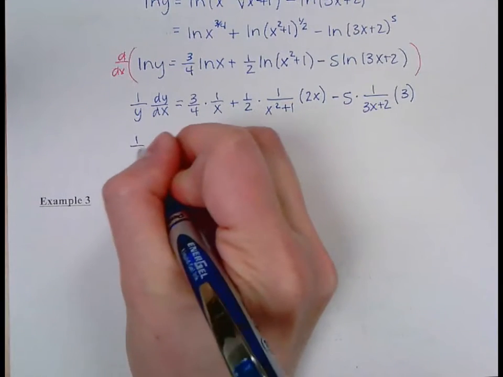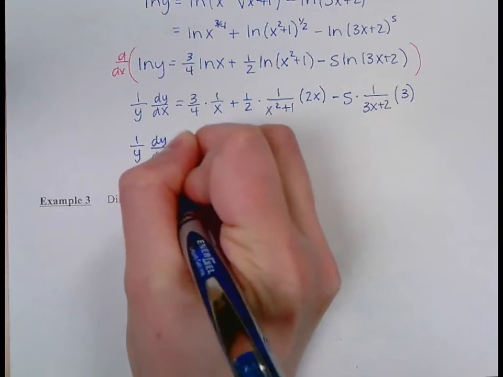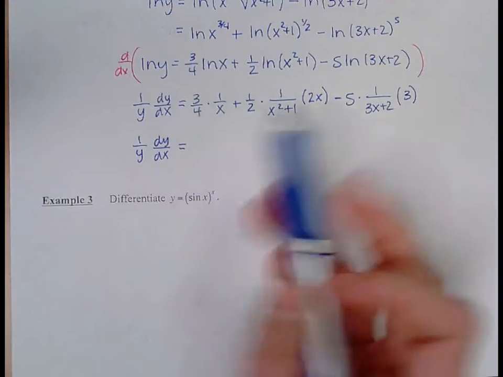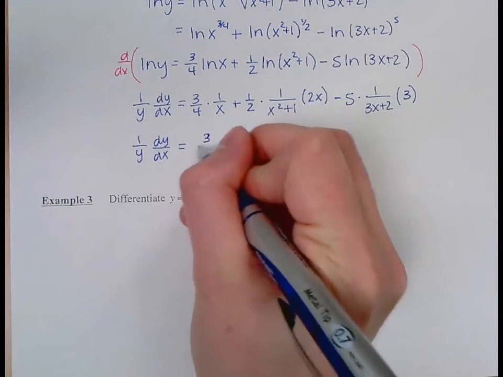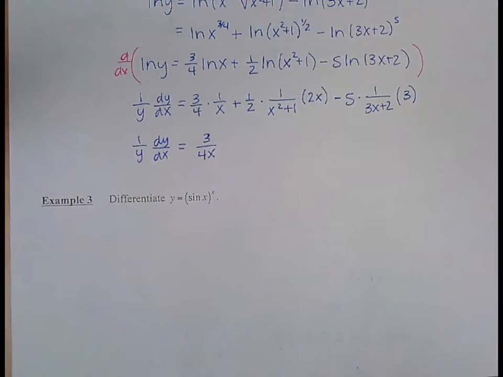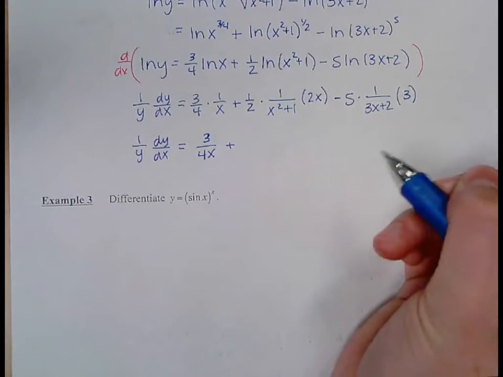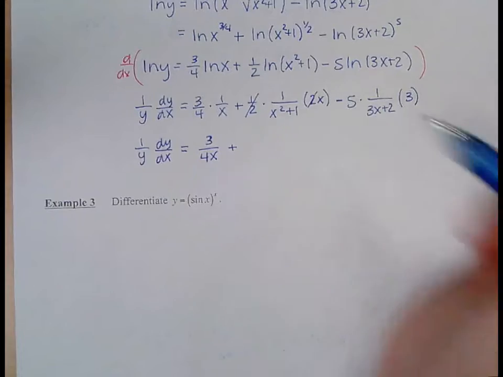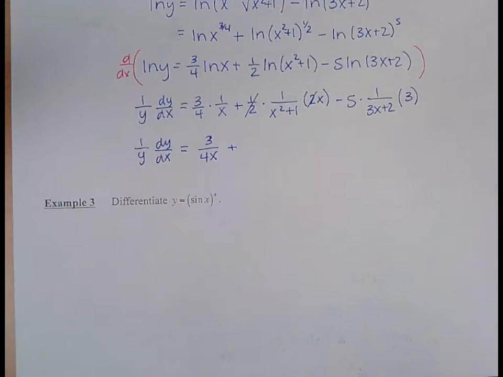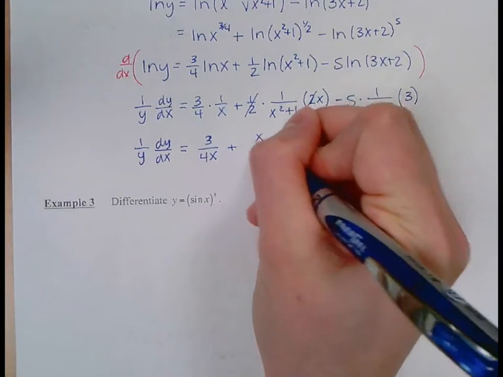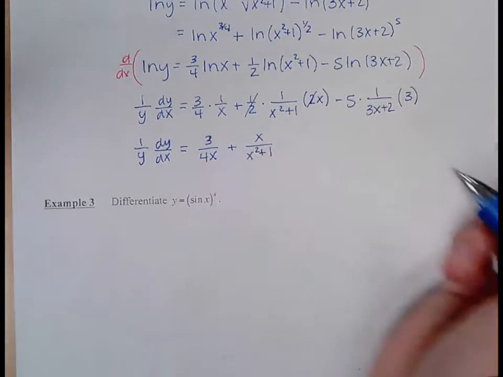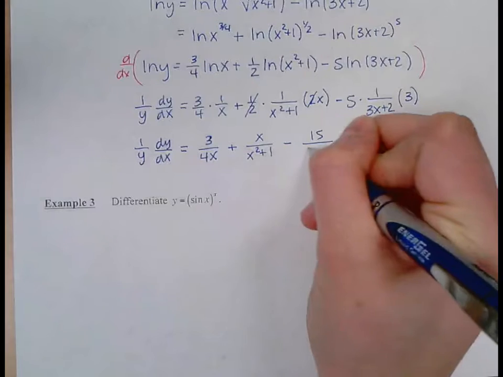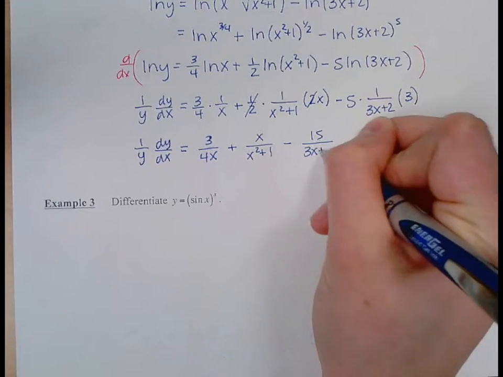So I'm going to simplify my right side a little bit, clean up those fractions. So the first one, I can write that as 3 over 4x plus, for the second term, the 1/2 and the 2 will cancel out. The 1/2 and the 2 from the 2x. So I would just have x over x squared plus 1. And then minus 15 over 3x plus 2.